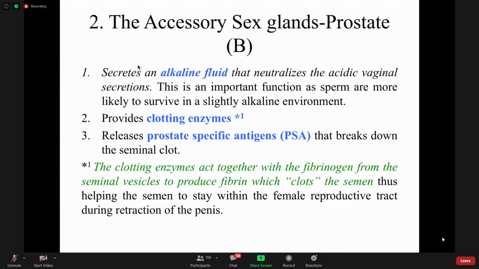So the prostate will produce the alkaline fluid, which is going to break up the acidic environment of the cervix. This fluid is particularly alkaline. It provides clotting enzymes, which, along with the fibrinogen, is going to give me the seminal clot. In addition to this, it is going to provide prostate-specific antigens, which are going to break up the seminal clot for the sperm to be released, enabling it to swim all the way to the ovum.